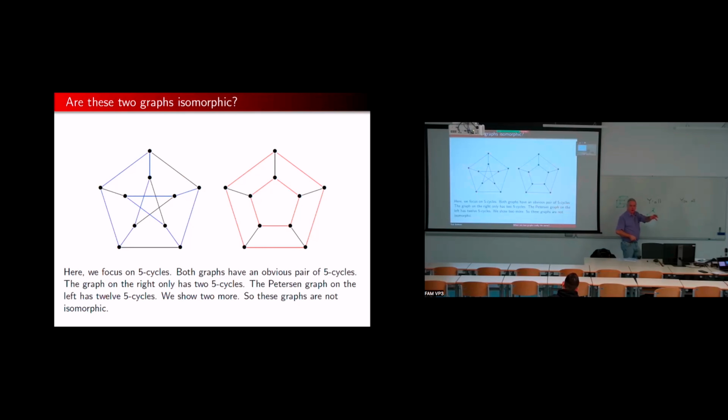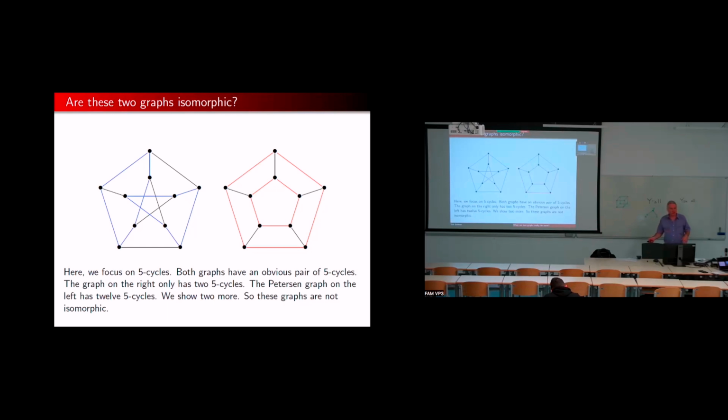Now, if you wanted to, you could find 8 more 5 cycles by taking these 2 and rotating them 5 times. Since we have 2 to start with, that will actually give you a total of 12. And by inspection, that's the total number of 5 cycles in the Peterson graph. So these graphs are not isomorphic.